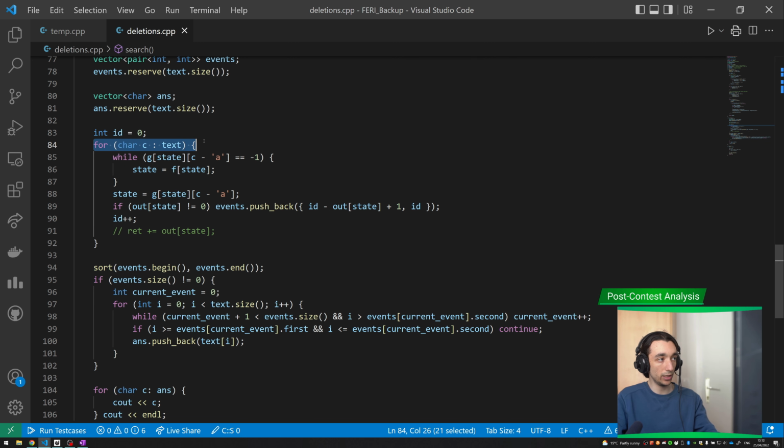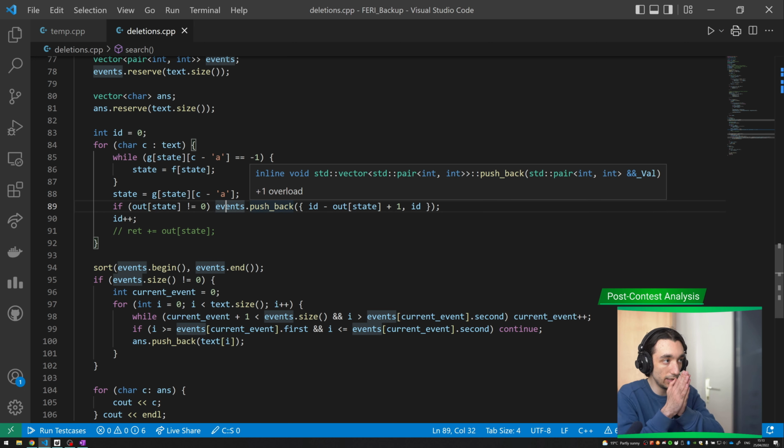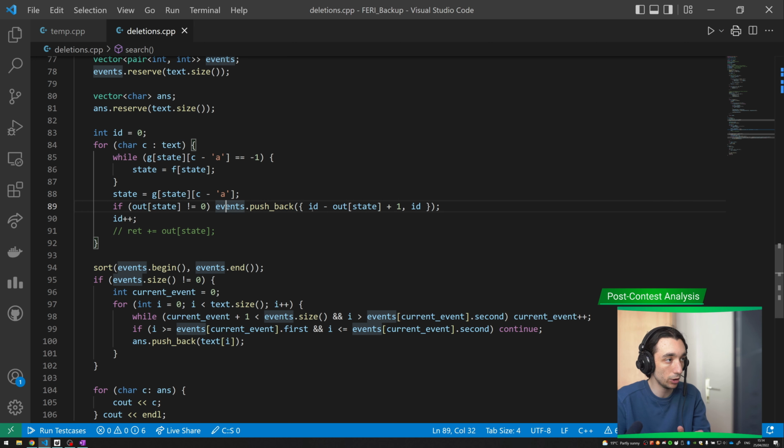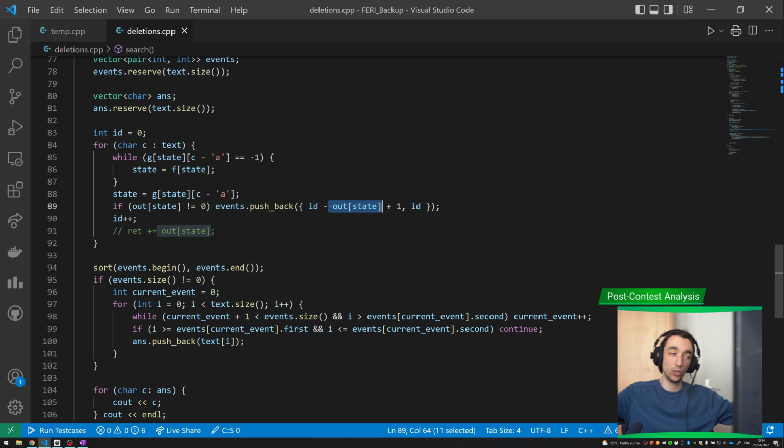I go through each character of the text, I try to match on the state, and then if the output of the state is not zero, if the match is not zero, then I want to push. If there is some kind of match, I want to push. What I want to push is, okay, ID is just like the character index right now minus the match length, plus 1.